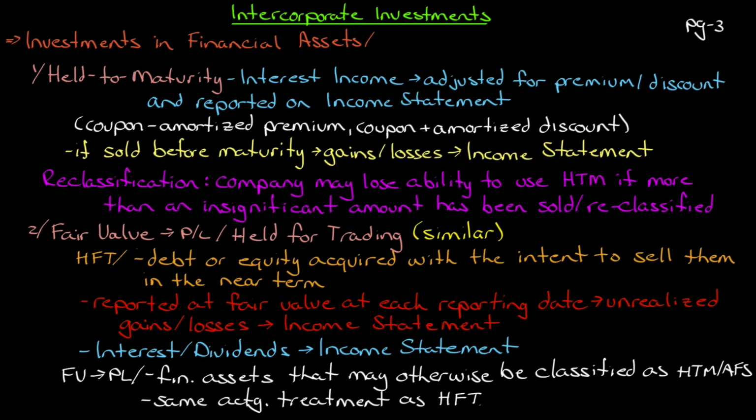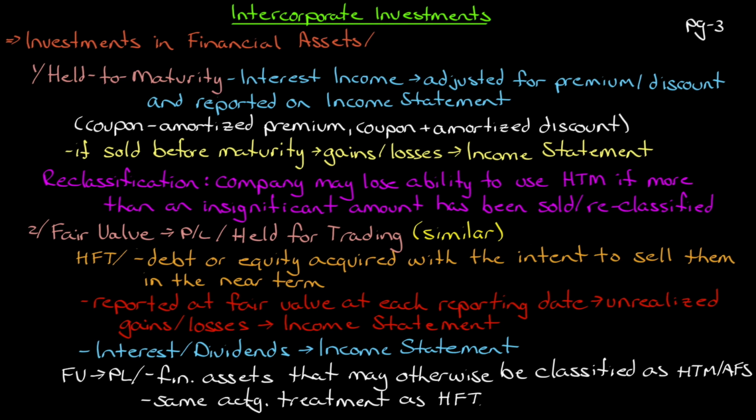And the interest income that is reported is the coupon adjusted for any premium or discount, because we're amortizing these to par over time. Now, if we bought a security at par and it matures at par, there is no amortization. The interest income is the coupon. If we bought it at a premium, the interest income is lower than the coupon because it's the coupon minus the amortized premium. And if we bought it at a discount, the interest income is the coupon plus the amortized discount. If we sell a held-to-maturity security before maturity, all gains and losses go to the income statement.